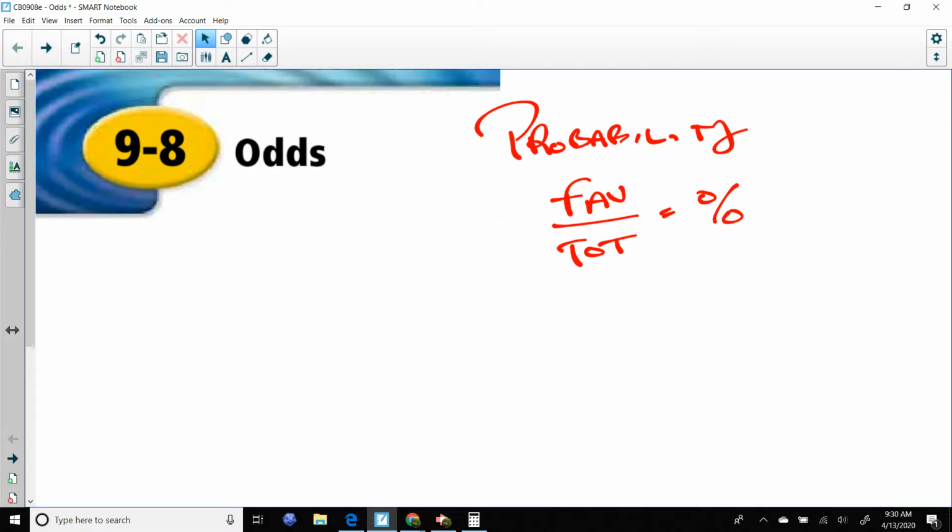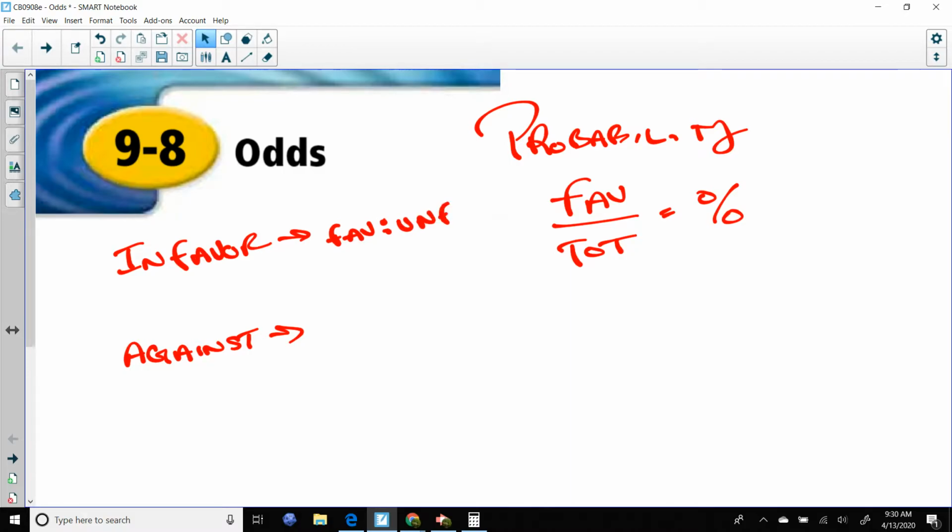Now, odds are slightly different. Odds are either going to be odds in favor, or odds are going to be against. So what's the odds something is going to happen versus what's the odds against something not going to happen? For odds in favor, you put the favorable stuff first, you put a little colon, and you put the unfavorable stuff second. For odds against, you would put unfavorable first, and you would put favorable second.